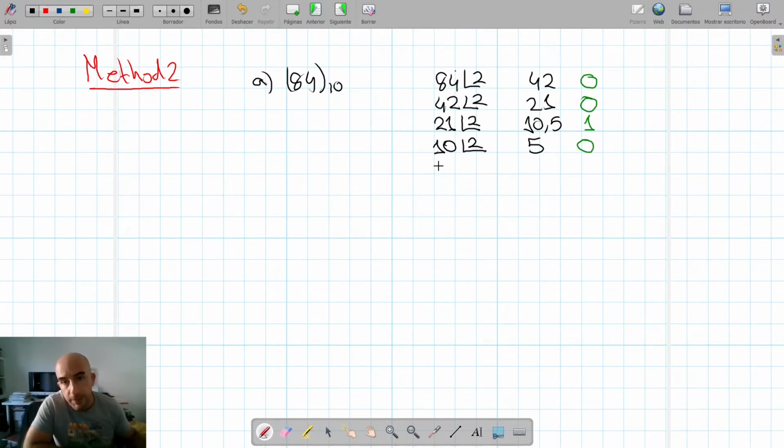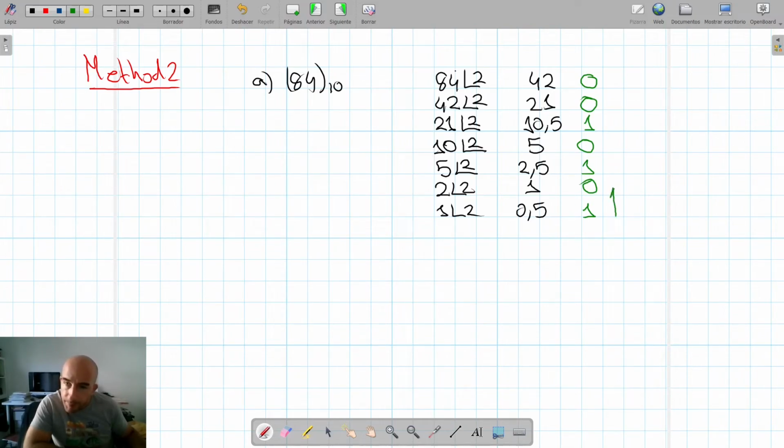We write 0. Now 5 again is an odd number. When you divide it by 2, it's going to be 2.5. We have a decimal part, so that's going to be a 1. And we get the whole part, the 2, and we divide it by 2 again. That's going to be 1, and that's a 0 there. And 1 divided by 2 is 0.5. So that has a fraction, and that's going to be a 1.